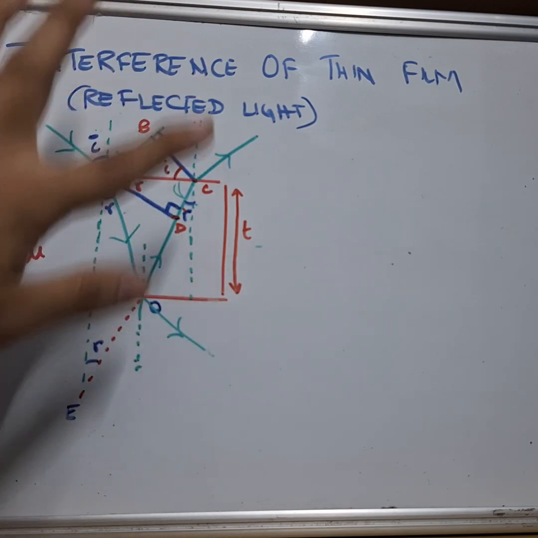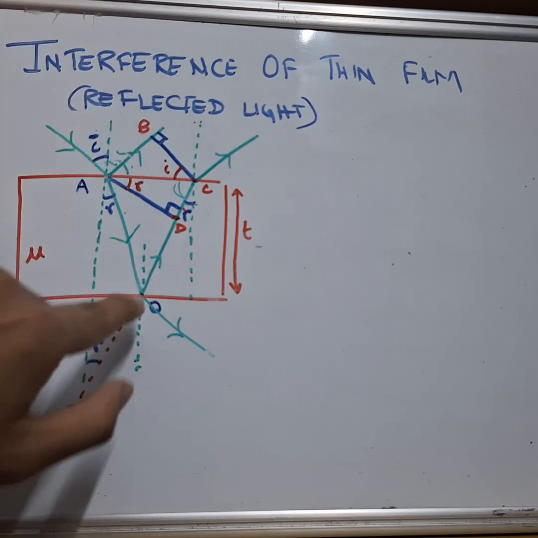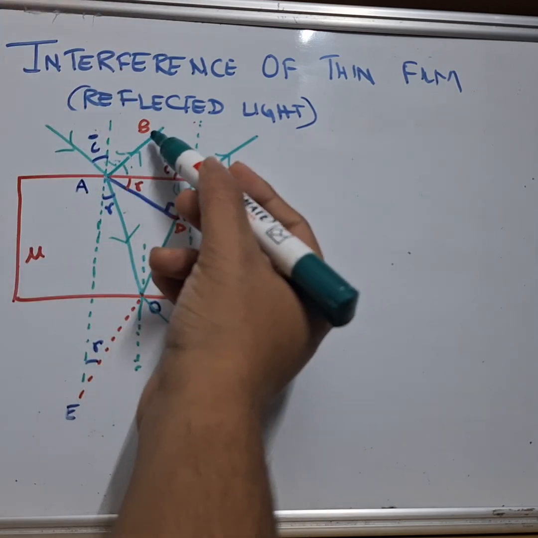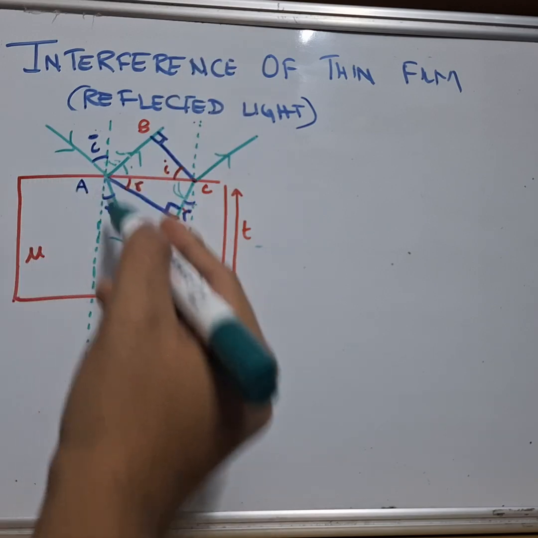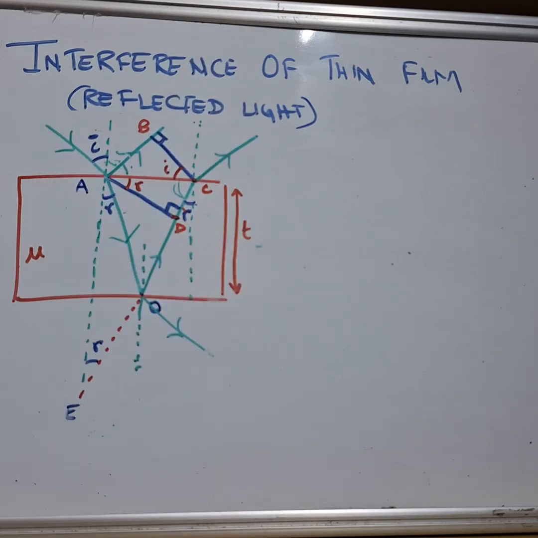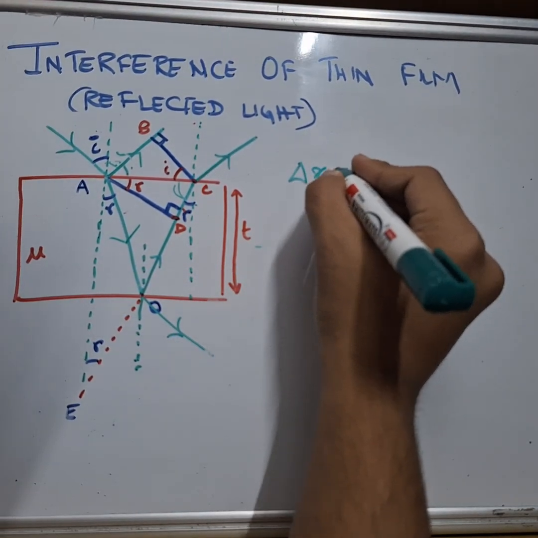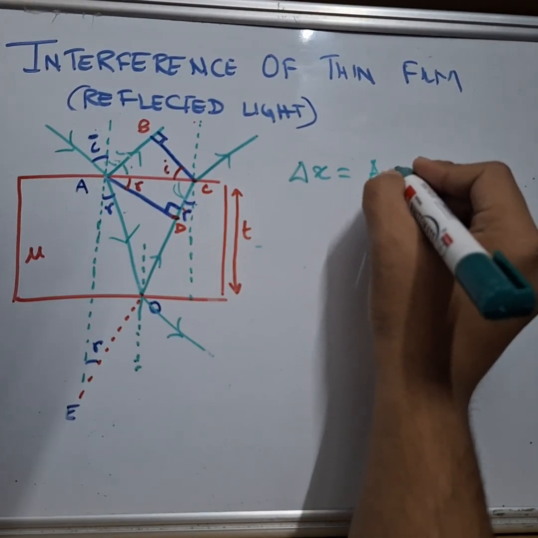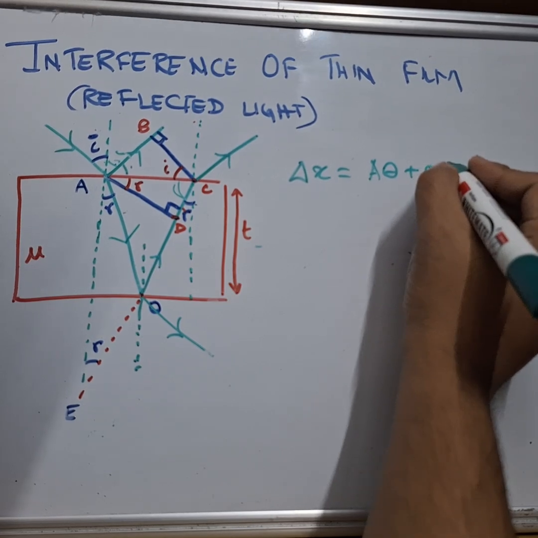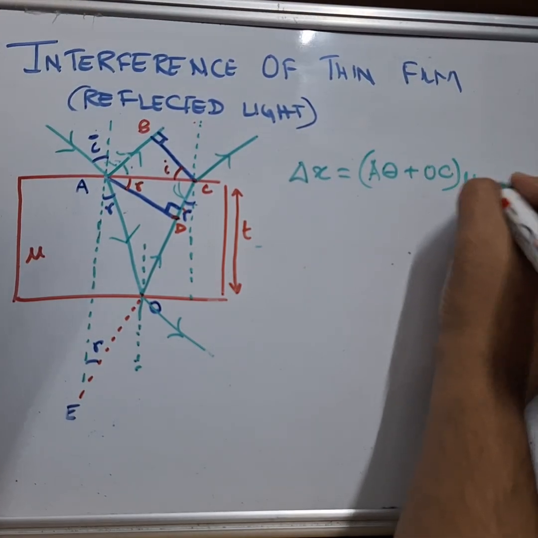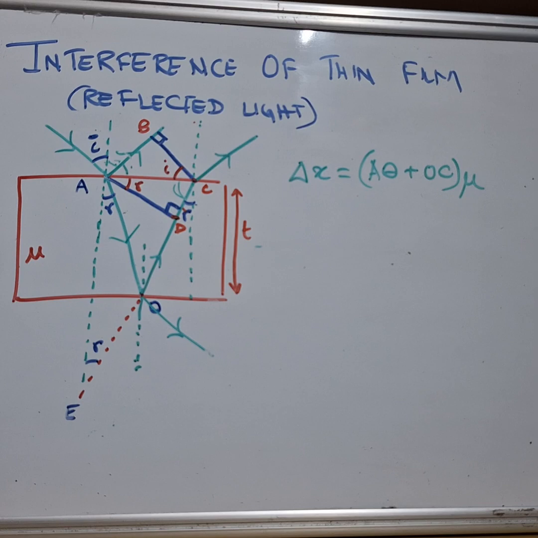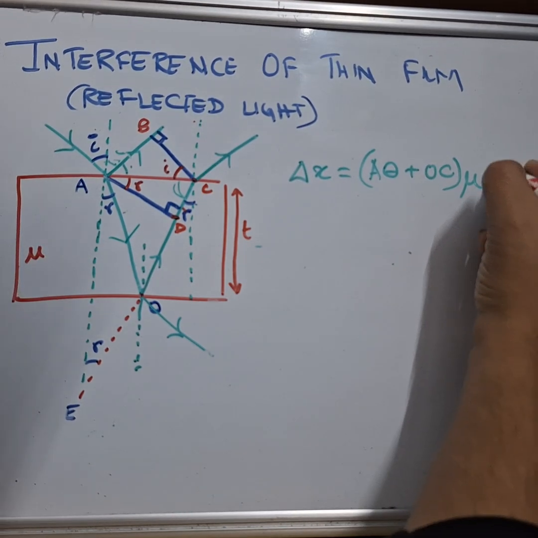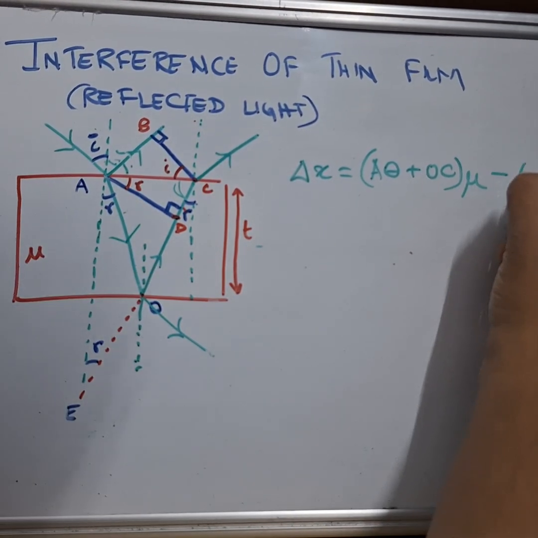These two are perpendicular, so the ray traveled here in the same time as EO to OC. So we can say that the path difference between these two rays is delta x equals AO plus OC, into mu, because it is traveling in the refractive index, minus AB.